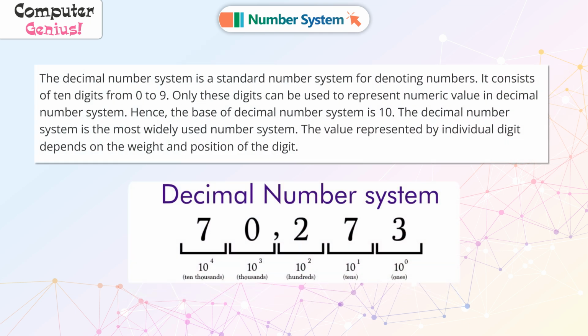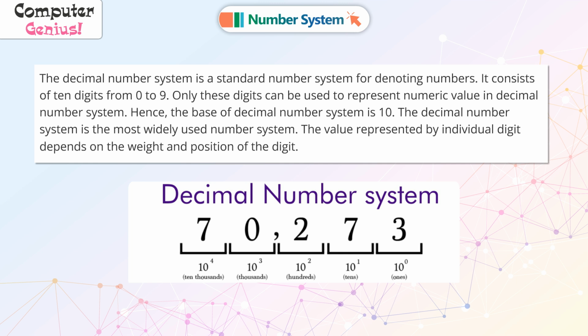Decimal number system. The decimal number system is a standard number system for denoting numbers. It consists of 10 digits from 0 to 9. Only these digits can be used to represent numeric value in decimal number system. Hence, the base of decimal number system is 10. The decimal number system is the most widely used number system.